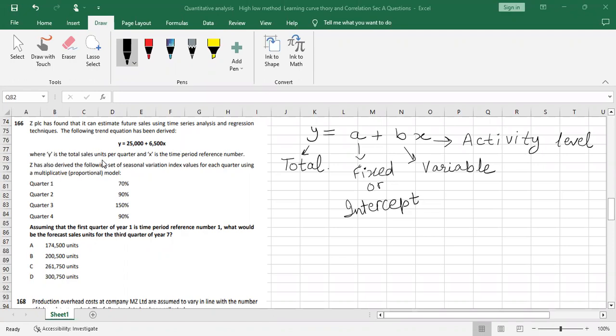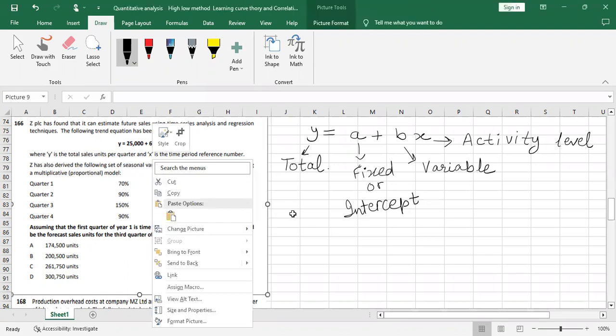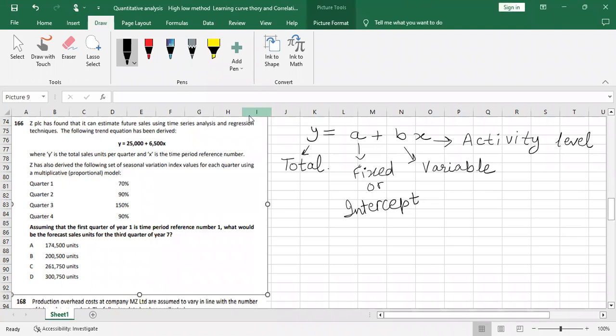Where Y is the total sales units per quarter, and X is the time period reference number. When Y is the total sales per quarter, X means the number of quarters. Z also has derived the following set of seasonal variation index values for each quarter using the multiplicative model. Multiplicative model means whatever value of Y we calculate with the help of this formula, we then multiply this value with the relevant percentage.